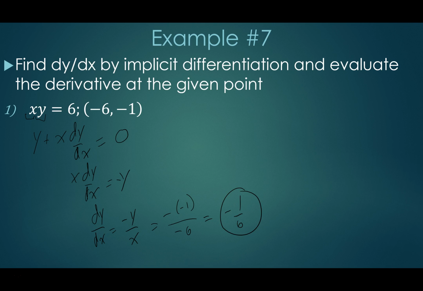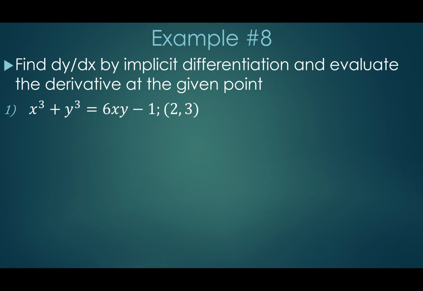Now this should look very similar to something we've done in the past. If you remember, plugging into the points, the derivative was the value of the slope of the tangent line to a function. That's what this is right here. This represents the slope of the tangent line to the function xy equals 6 at the point negative 6, negative 1. So we can still apply those different rules to find these different answers. Same thing here. We're going to take the derivative of both sides, solve for dy/dx, and then plug in 2 for x and 3 for y.